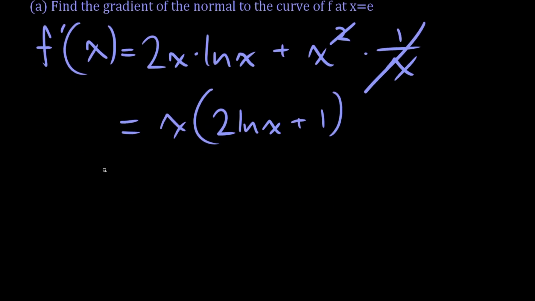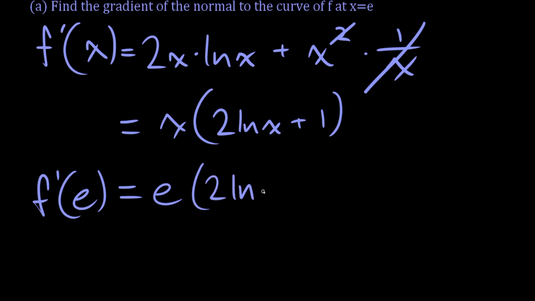And gradient just means slope, by the way. So we're going to plug in e. So f prime of e is equal to e multiplied by (2 times ln e plus 1). And the value of this, if we evaluate it, ln of e is just 1. So inside is 2 times 1 plus 1, which is 3. So this is e times 3, which is 3e.